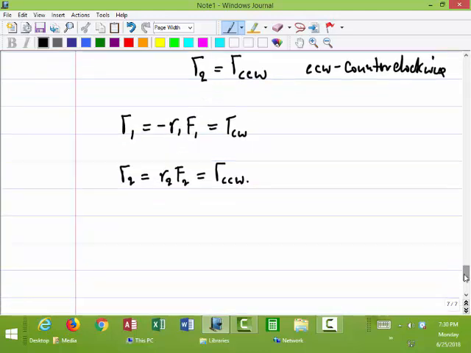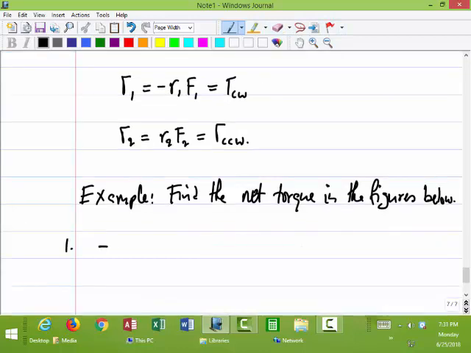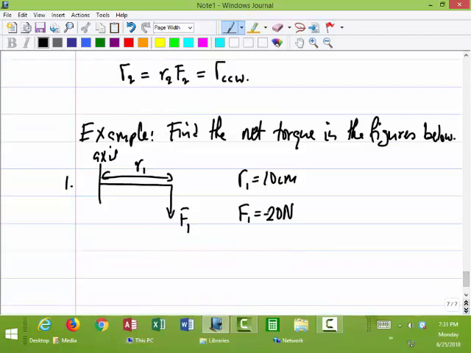Let's try an example. Find the net torque in the figures below. So first one, we have an axis here, and this is the lever arm. Let's call it R1, and let's put a force F1. So R1 is 10 centimeters. F1 is, let's say, 20 newtons, and it's negative because it's pointing down.